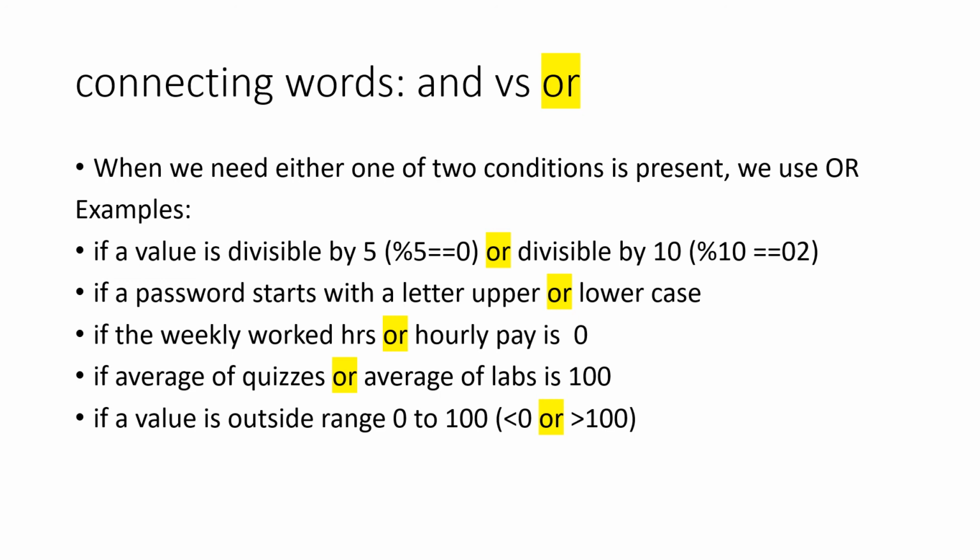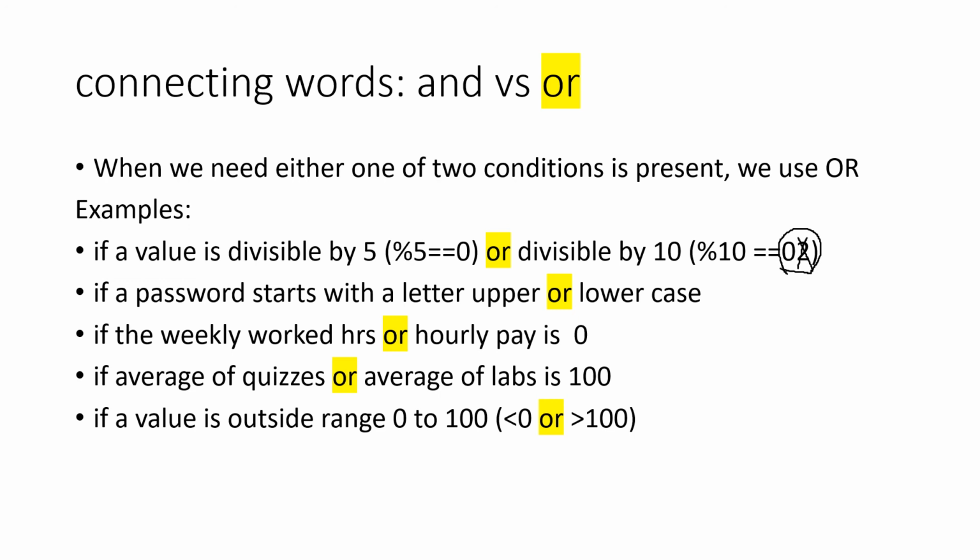For example, we may want to check if a value is divisible by 5 or divisible by 10. So only one of two being true is acceptable. I made a typo here, so I apologize. I don't want to redo all this. So here, this should be just 0. Okay, so scratch that too.